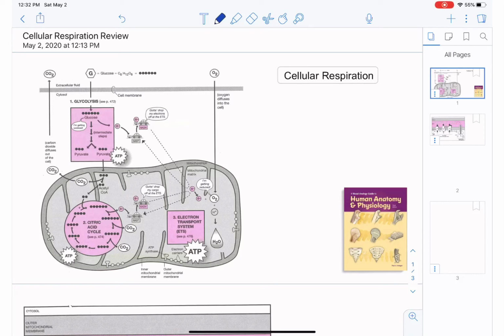Hey there. Today I want to talk about the basics of cellular respiration, the three major steps of cellular respiration, the products that are being made, and why the cell is going through all this trouble in the first place.